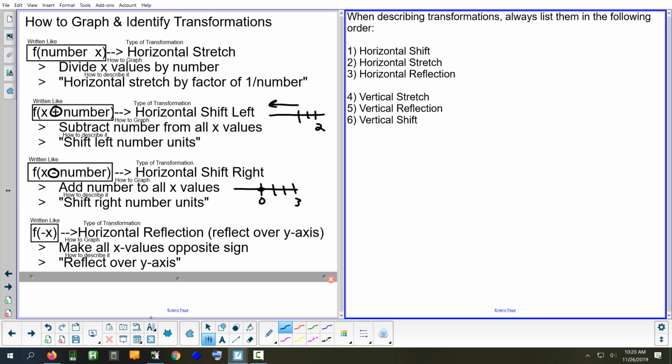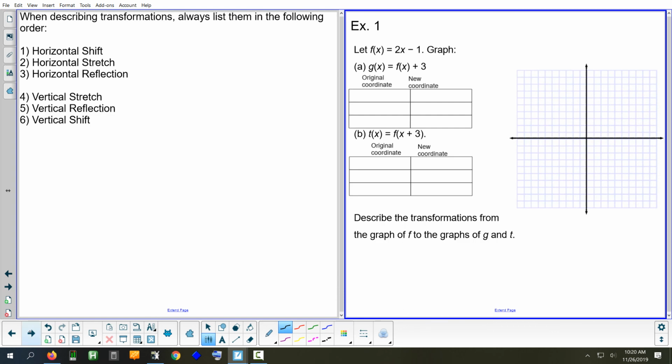Okay, does everyone have those 6? So let's try an example. Example 1 has an A and a B. We're just going to look at A for now. I guess we can do B too.